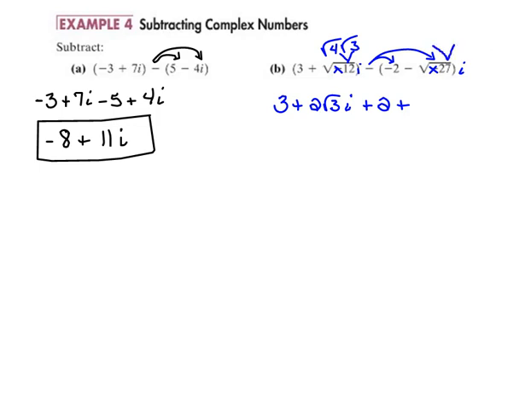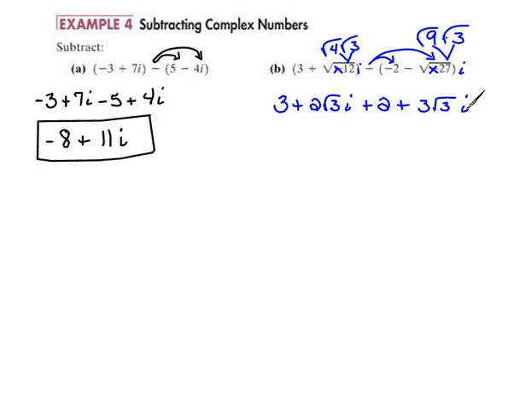And now we have to clean up 27. So that would be the same thing as saying 9 times 3. And if we take the square root of each one of those, the square root of 9 is 3. We have to leave the 3 underneath the square root. And then don't forget our i, because that was a negative.